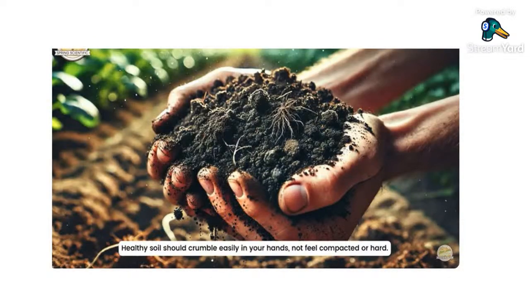These aggregates create pore space, allowing water and air when the soil particles clump together, and healthy soil crumbles easily in your hand and does not feel compact or hard. This means the soil has a good balance of air, water, proper root penetration, nutrients, and healthy microbial activities.